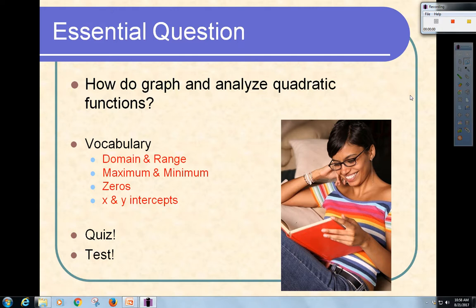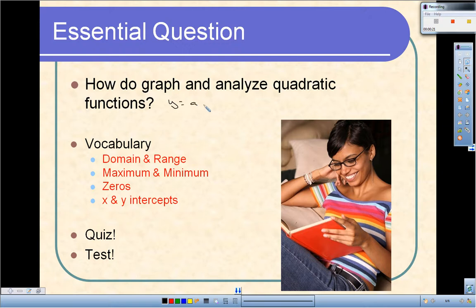Remember, a quadratic function is a function that can be written in the form y equals ax squared plus bx plus c, or the form y equals a(x plus h) squared plus k. The first one is what we call standard form. The second one is what we call vertex form. Remember, a quadratic function is where the degree or power of your function is a 2. The exponent is a 2. So we're going to be looking at quadratic functions.